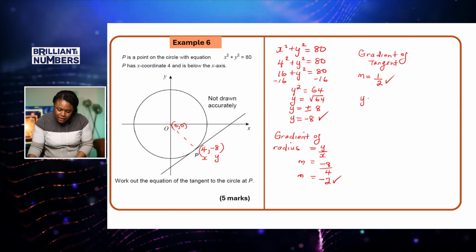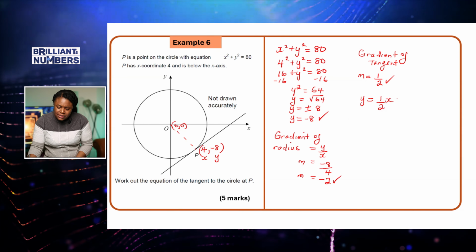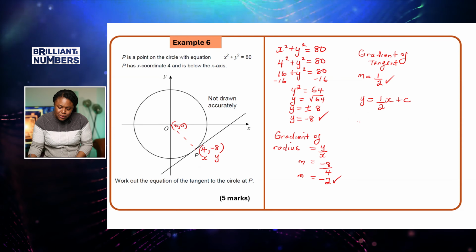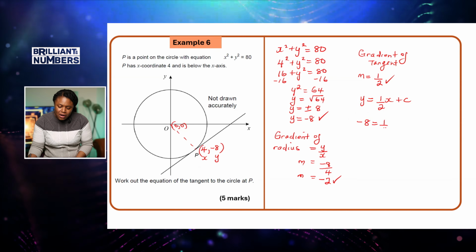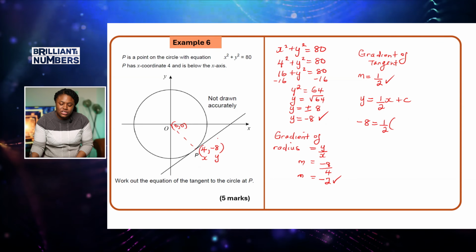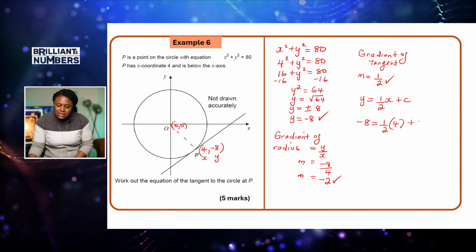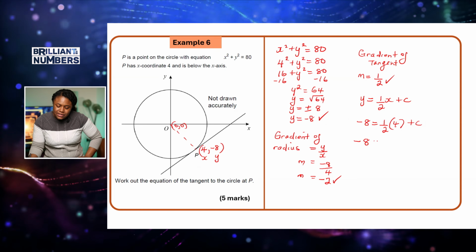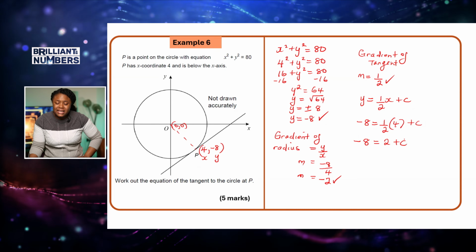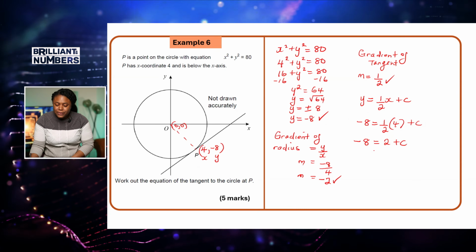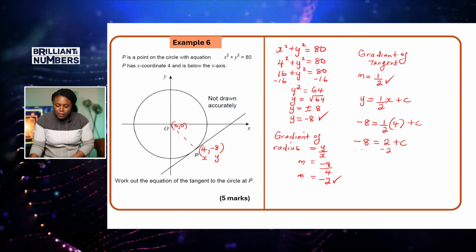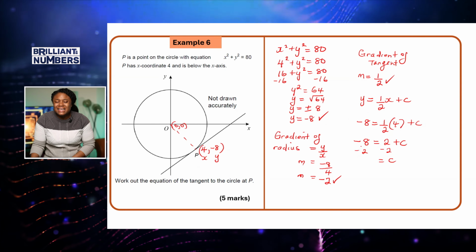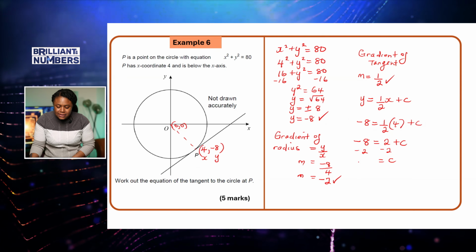So y equals 1/2 x plus c. I'm going to substitute y for minus 8. So minus 8 is equal to 1/2, multiplied by 4, which is my x coordinate, plus c. 1/2 of 4 is 2, so minus 8 is equal to plus 2 plus c. Doing the inverse of my operation, I need to subtract 2 from both sides. So I've got c on my right hand side: minus 8 minus 2 is minus 10.